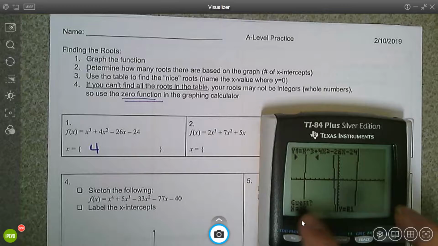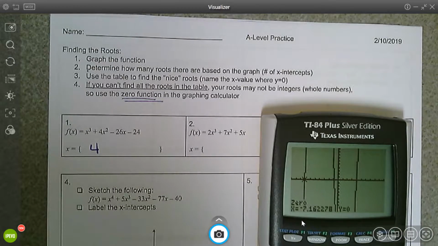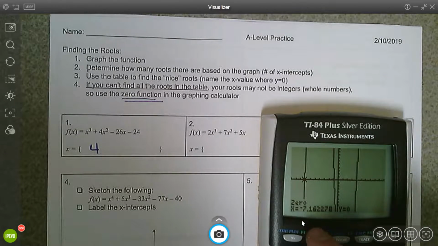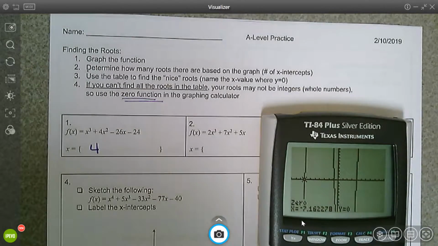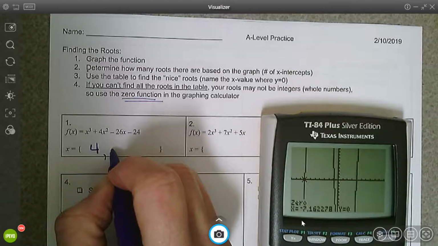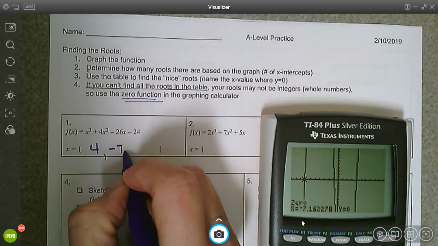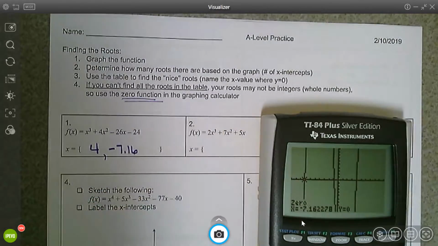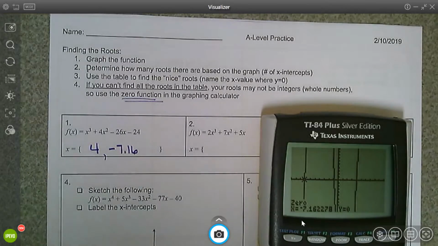And it says guess, question mark. So you hit enter again. And then it says 0, x equals -7.162278. So we found it. We found one of our zeros or roots or x-intercepts. So I'm going to write that down. I'm going to have 2 numbers after the decimal. I'm going to write -7.16. Now we still have one more we need to find.